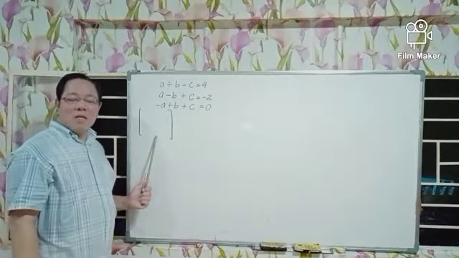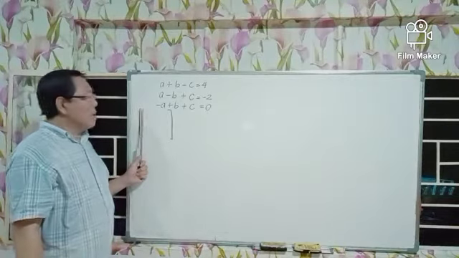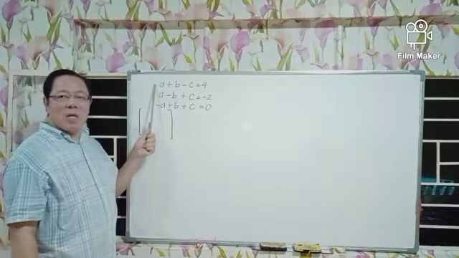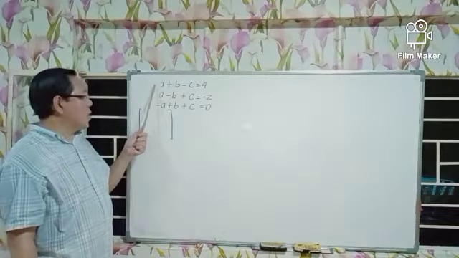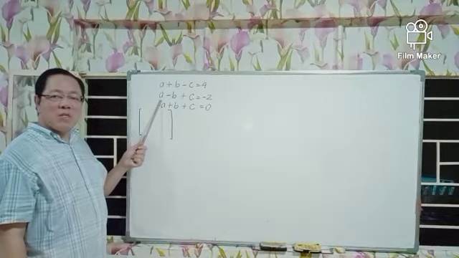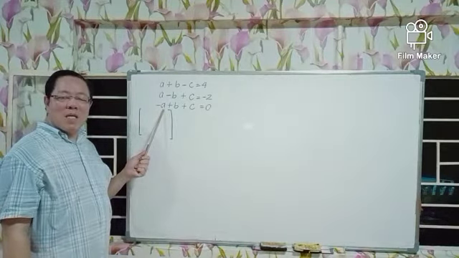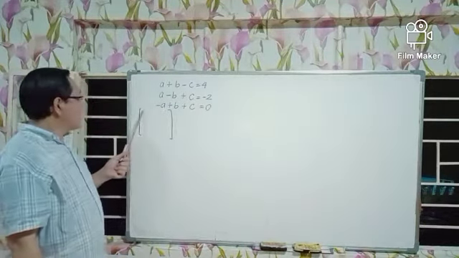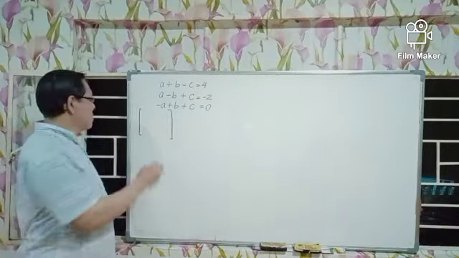This is a square matrix with entries in the first column equal to the coefficients of variable a. Coefficient of a in the first equation is 1. Second equation, coefficient of a is 1. In the third equation, coefficient of a is negative 1. Hence, the entries of the first column are 1, 1, negative 1.